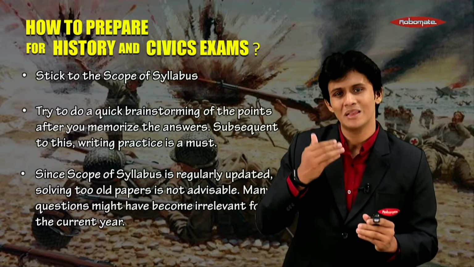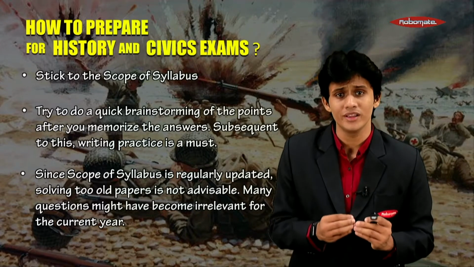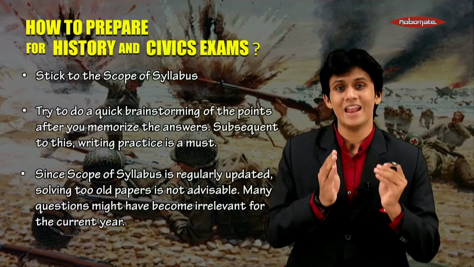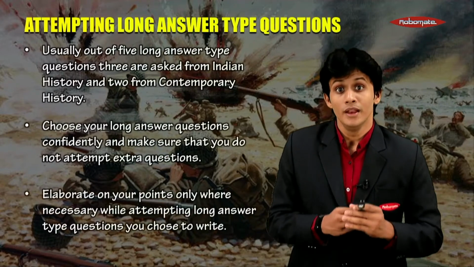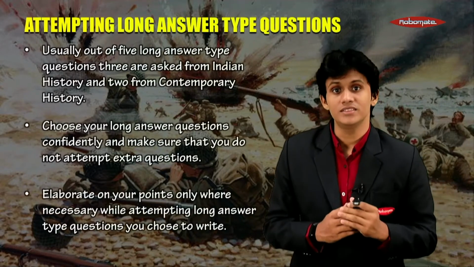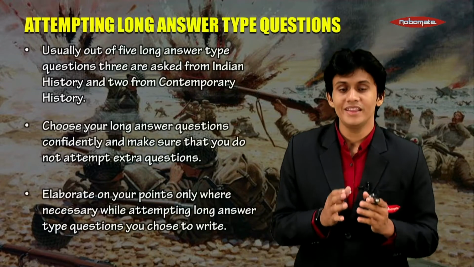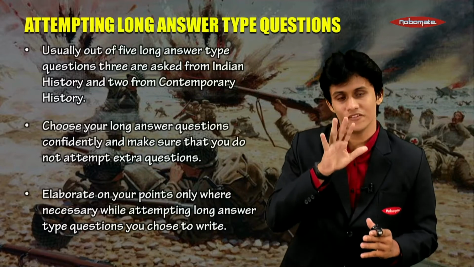By solving the last 10 years' question papers, you might come across many questions which are not relevant for your particular year. So please be very focused and precise with the scope of syllabus when you are sitting to revise. Now when you are trying to attempt the lengthy answers, the long answer type questions, the optional sections, we all are aware that in the history section, you need to attempt only 3 questions out of 5.